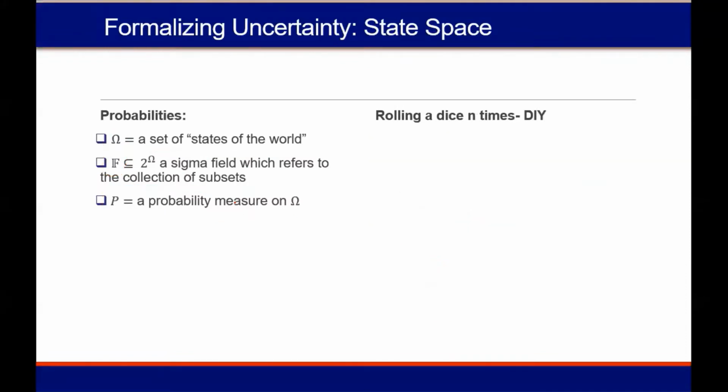So you will try by yourself: if I roll a dice n times, how can you do it yourself? How can you find out the omega? What shall be the double-struck F, the collection of all possible events, and how can we get the probability? You will try by yourself to write down the values of these notations on the right side.